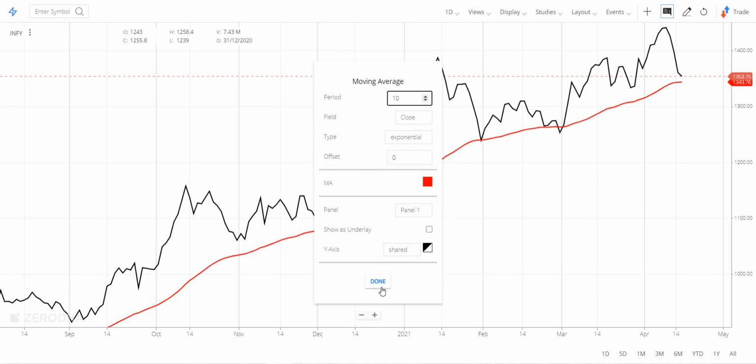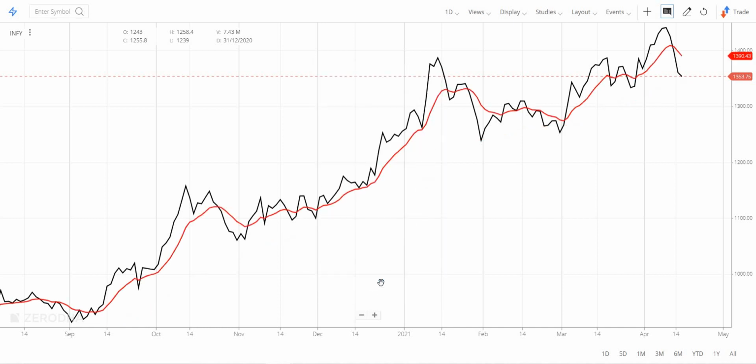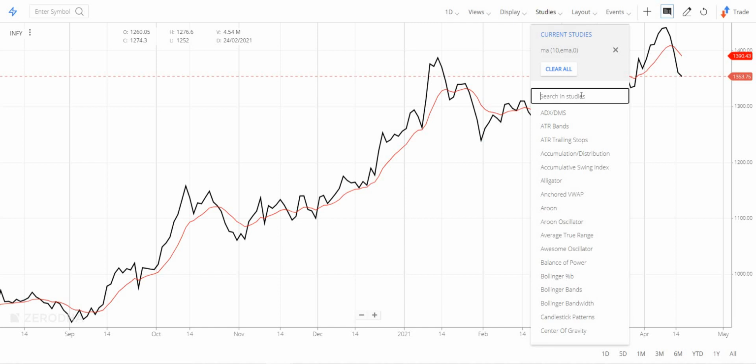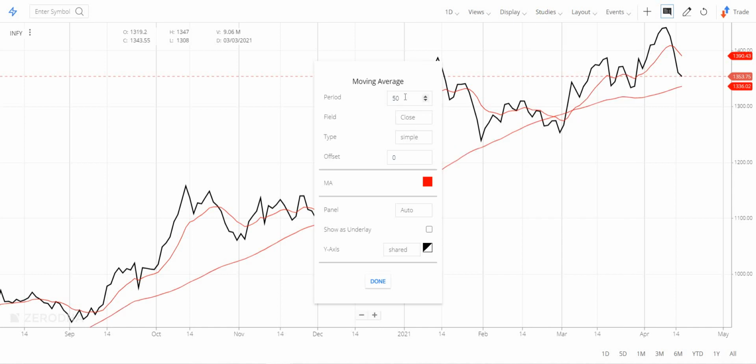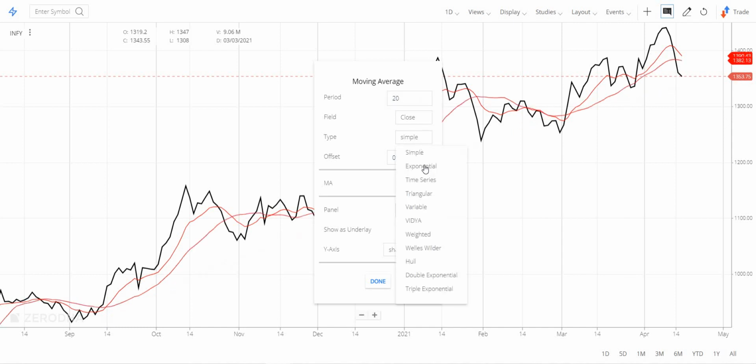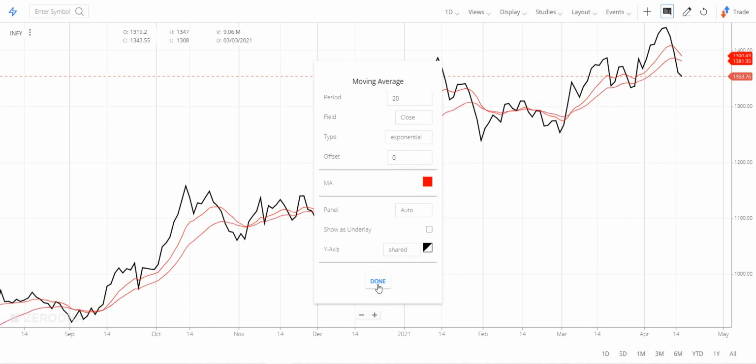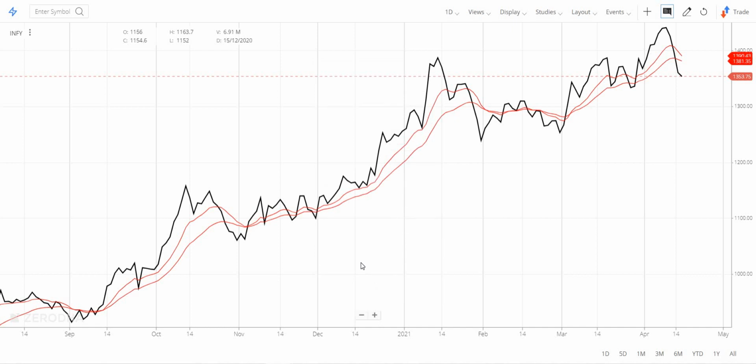Exponential is the type, and we have selected the period 10. Then we are going to use 20 with it. So in studies, we are again going to add another moving average. This is going to be a period of 20, and again we are going to use exponential. Done. Okay.